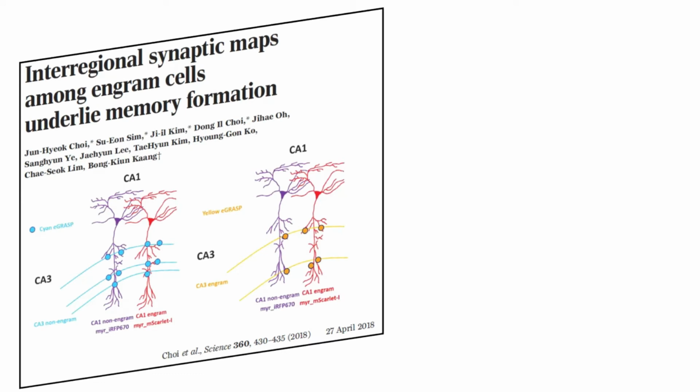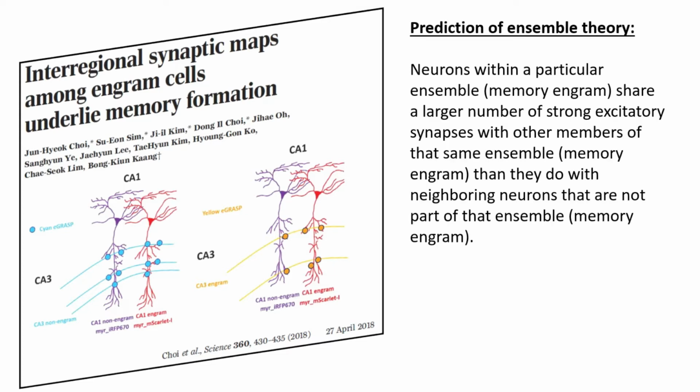Choi et al.'s experiment explicitly tested the prediction that neurons within a particular ensemble, or memory engram in this case, share a larger number of strong excitatory synapses with other members of that same ensemble than they do with neighboring neurons that are not part of that ensemble.